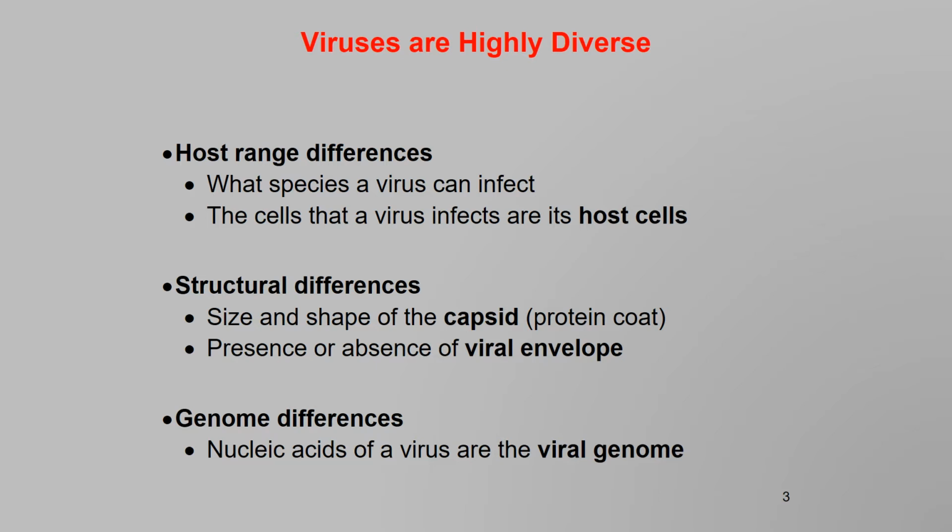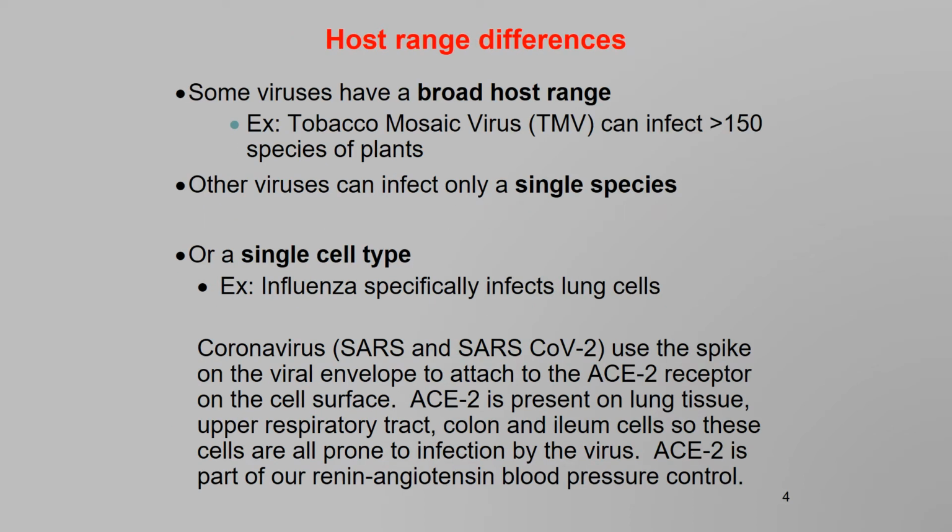They can have various shaped capsids, and they can have the presence or the absence of a viral envelope, and we'll talk about those. In addition, as I mentioned, they can have a DNA or an RNA genome. And as far as the host range differences, some viruses have a broad host range. So the example here is tobacco mosaic virus, which infects plants, but it can infect over 150 species of plants.